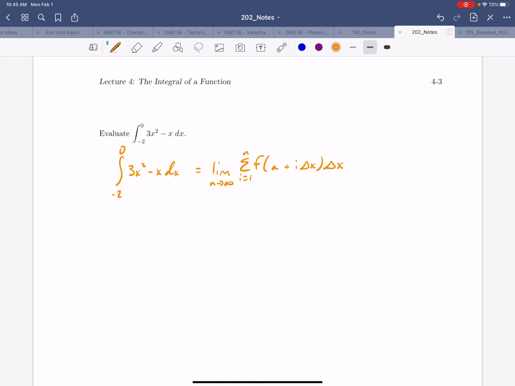We know delta x equals 0 minus -2 over n, which is 2 over n. We also know that a equals -2. And we know what f of x is, right? It's 3x squared minus x.